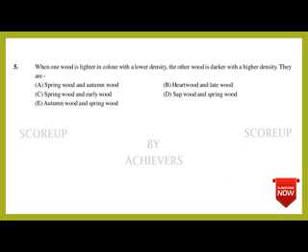Next, when one wood is lighter in color with lower density, the other wood is dark with higher density, what are they? Spring wood and autumn wood, hot wood and late wood, spring wood and early wood, sap wood and spring wood. Spring wood and autumn wood. Spring wood is lighter in color, lower density. Autumn wood is darker in color, higher density. In this case, you have to read the definition of spring wood and autumn wood. So the answer is A.